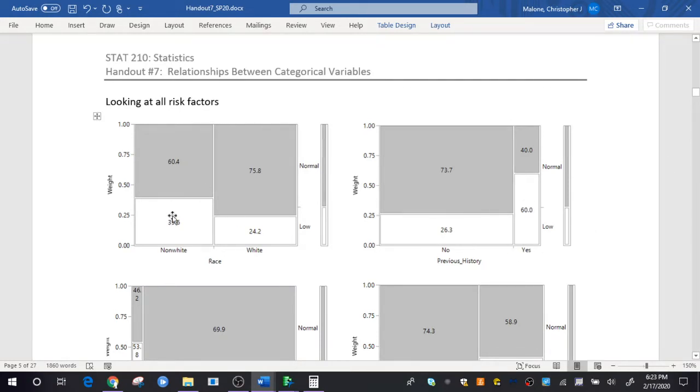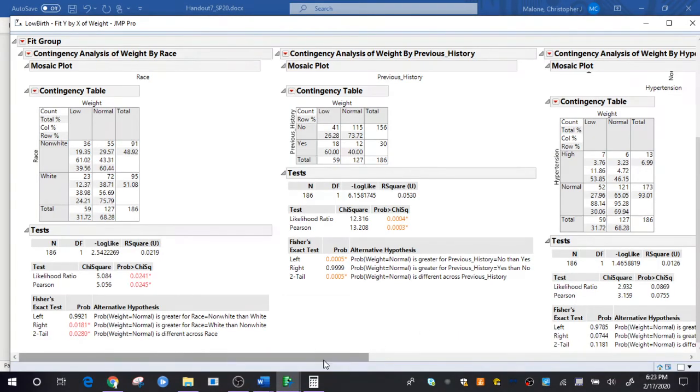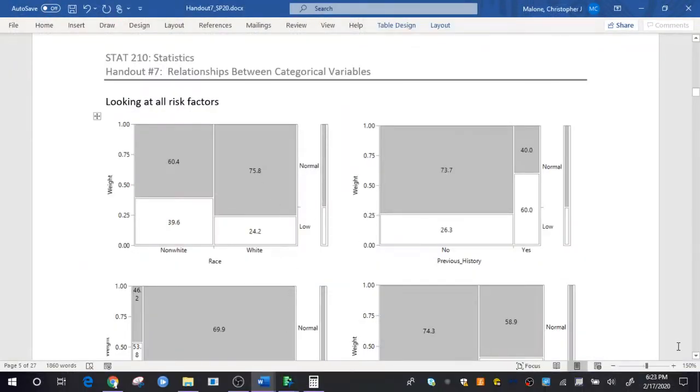On the race, it looked much more balanced. Looked like we had about the same number of non-whites and whites. Maybe slightly more whites because it's a little bit wider, but it's fairly balanced. If you go back and look at those totals, it was 91 and 95. So again, pretty close there in the totals. So those two columns are going to be about the same width there.